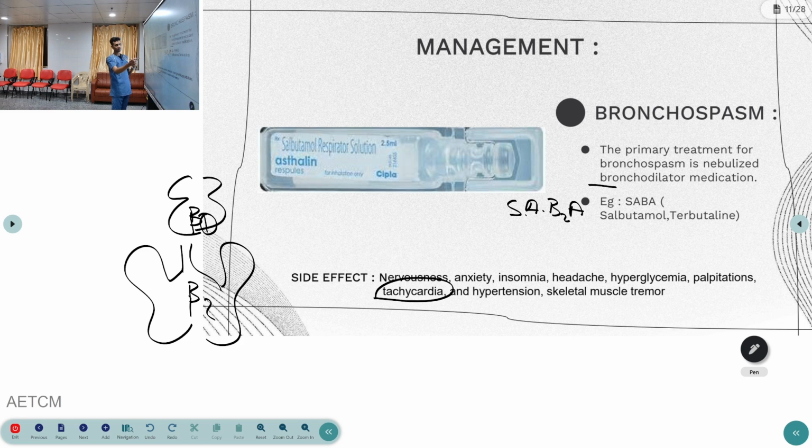Here you are giving salbutamol, the beta agonist. It will majorly act on the beta 2 receptor, but at the same time it will have a minimal effect on the beta 1 receptor also. If the key attaches to a beta 1 receptor, it will increase the force of contraction of the heart and thereby increase the rate also. That is the reason for the tachycardia. Anxiety, hypertension, and skeletal muscle tremor are some other common side effects.